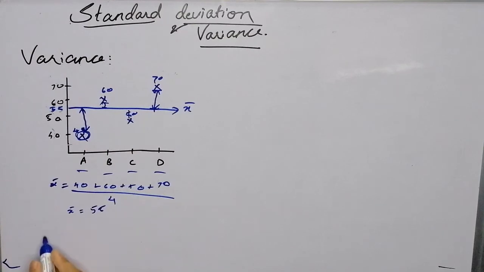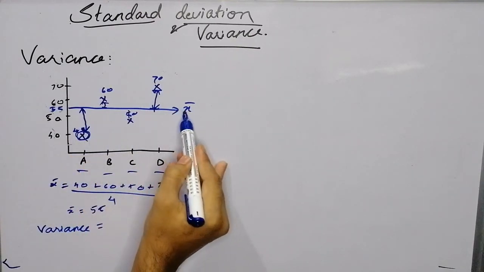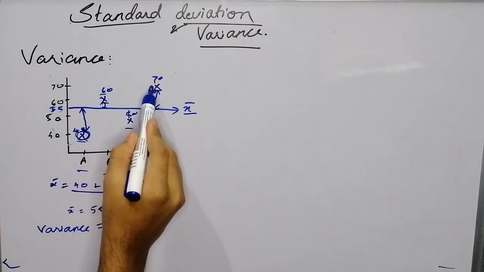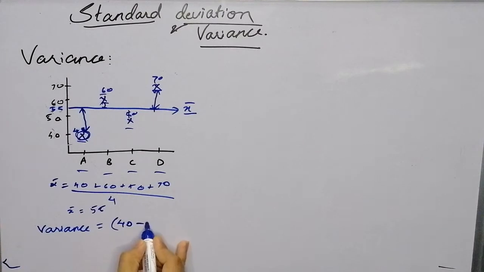So basically variance is similar. Let us now understand what variance is. Variance is the average of the squared distances from the mean to the different points. So let us write this. The point A is 40 minus the mean, 55. Now if we do this, we'll get a negative value, negative 15.